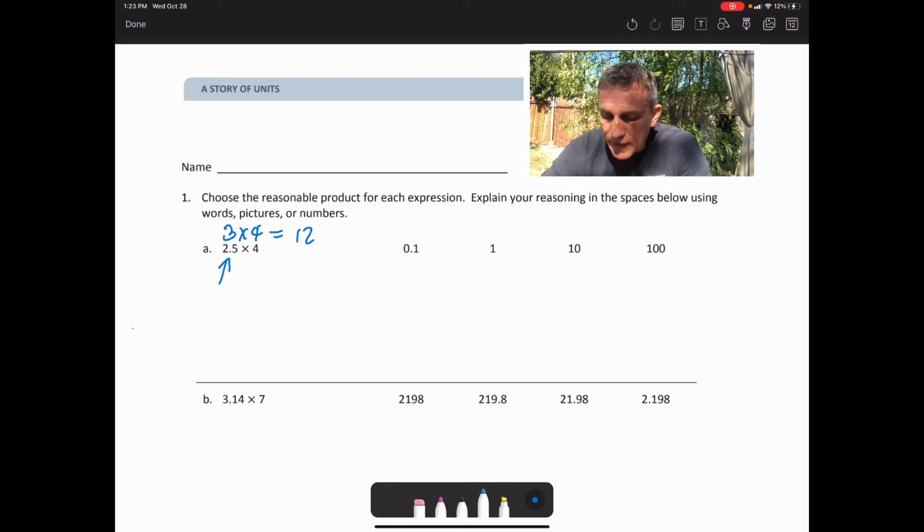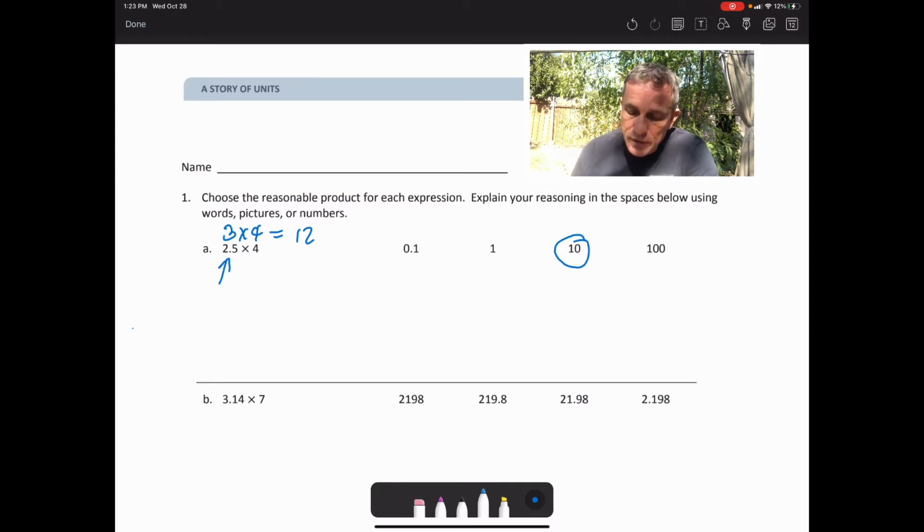Now, if I look at my answers, which one of these is closest to the quantity of 12? And if I look at it, 10 would definitely be the closest, and 10 would be the right answer.